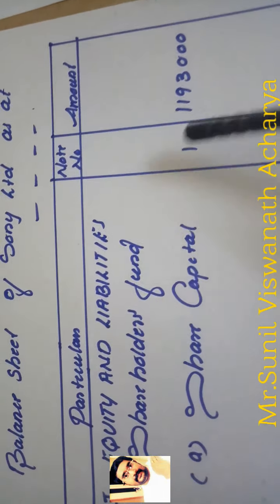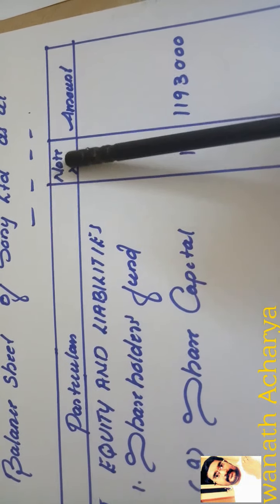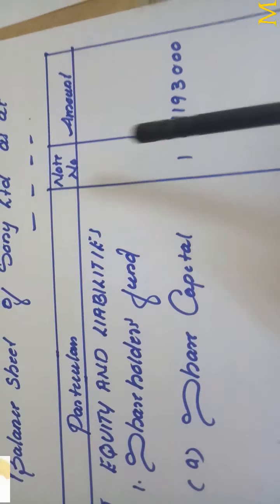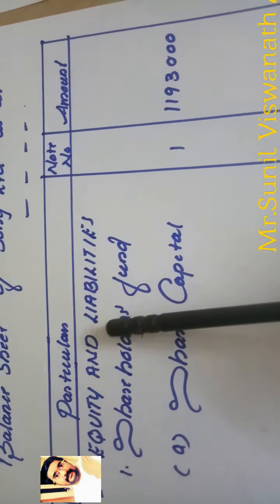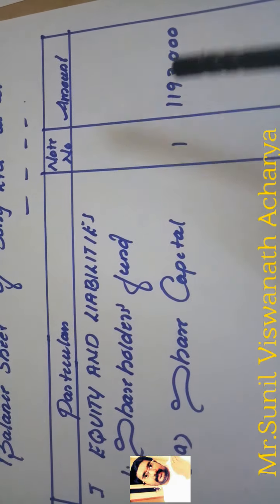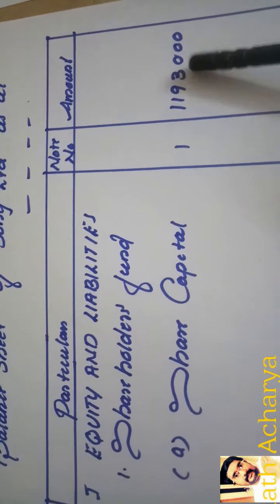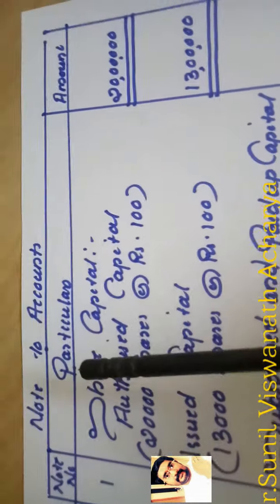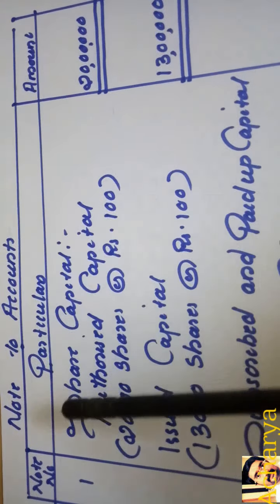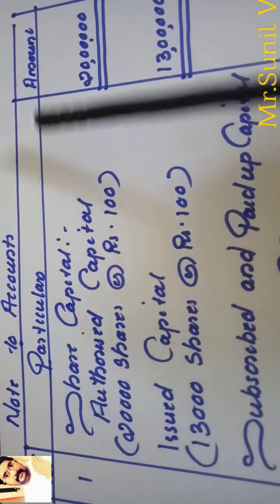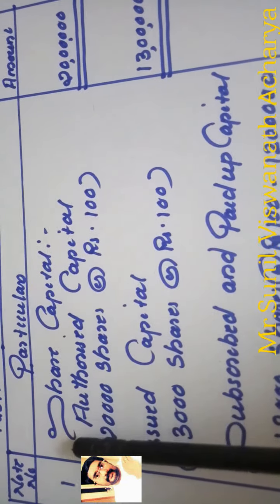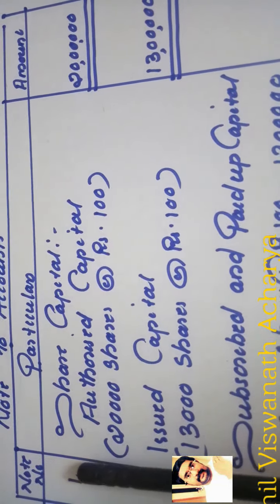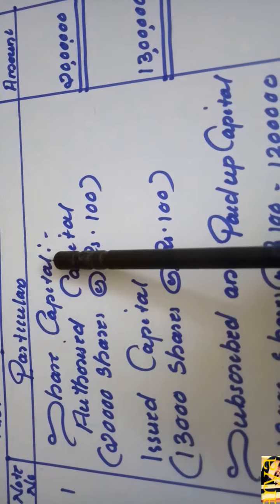This share capital amount we have to calculate and show in the note to accounts, note number 1. So only this much we will show in the main balance sheet. How the amount comes, we will show in note number 1. The note to accounts format has note number, particulars, amount. We have to show share capital only in the note to accounts. So note number 1, share capital.